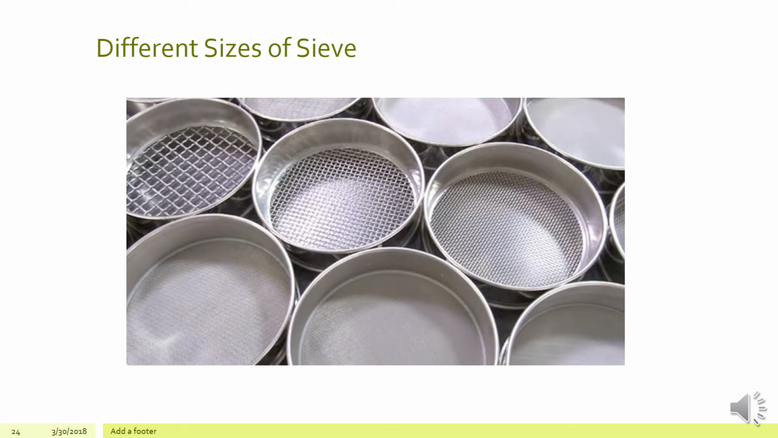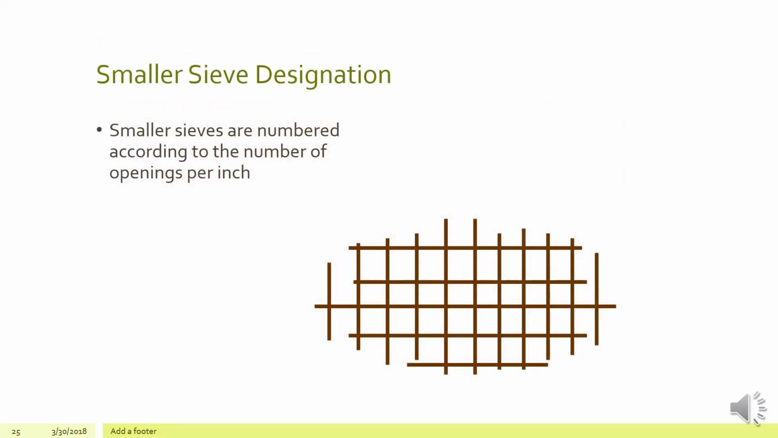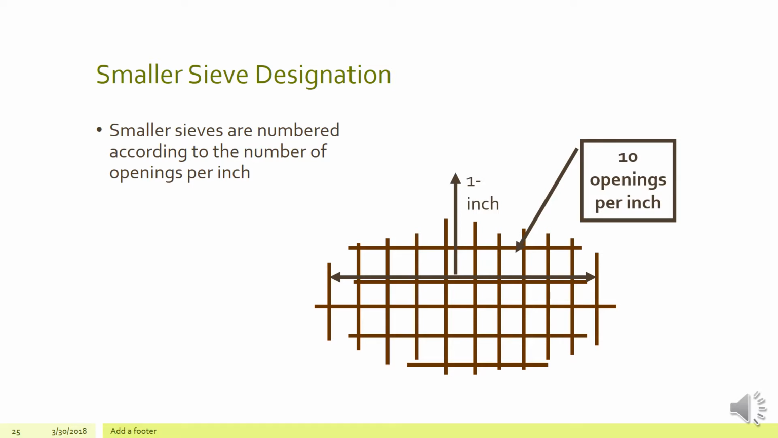Of course, here's some different size sieve trays or canisters. As we can see, the mesh material is different on each one of these. If we look at how this is determined, the smaller sieve designation: the smaller sieves are numbered according to the number of openings per inch. So in this particular case, we have 1 inch. We count the openings, and of course, there's 10 openings per inch here. And this would give me a number 10 sieve.